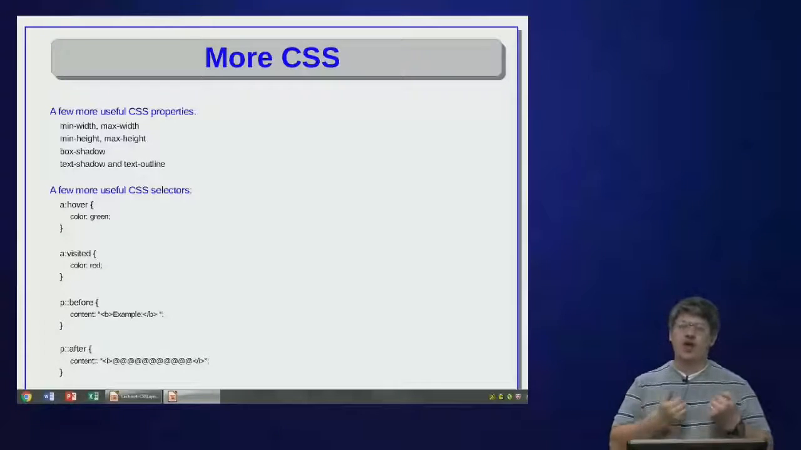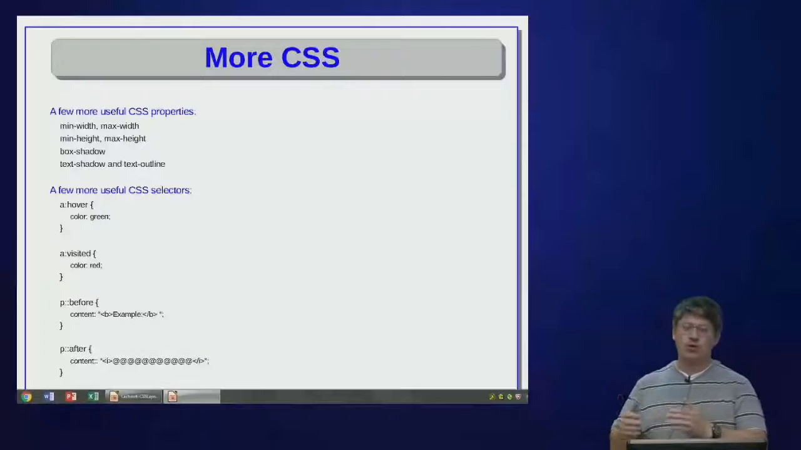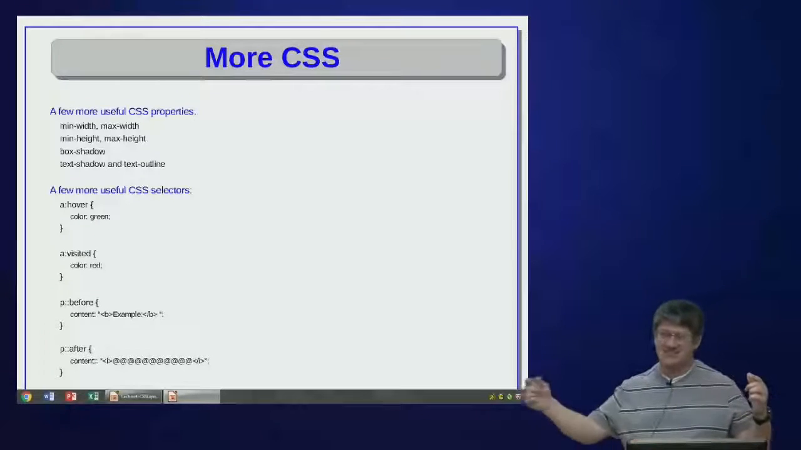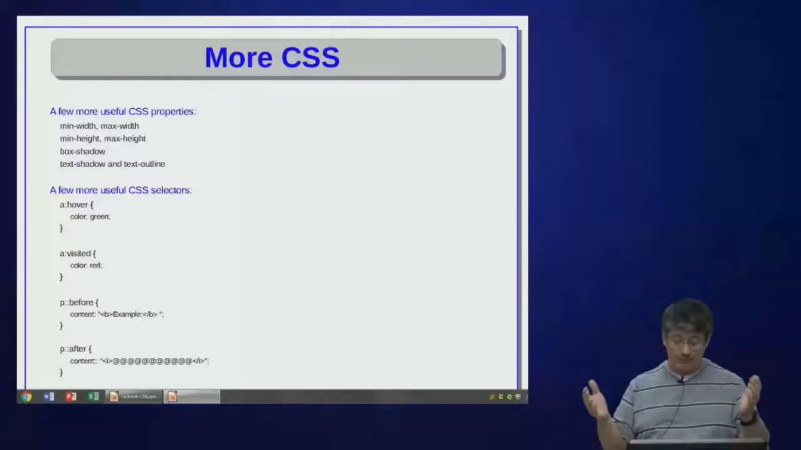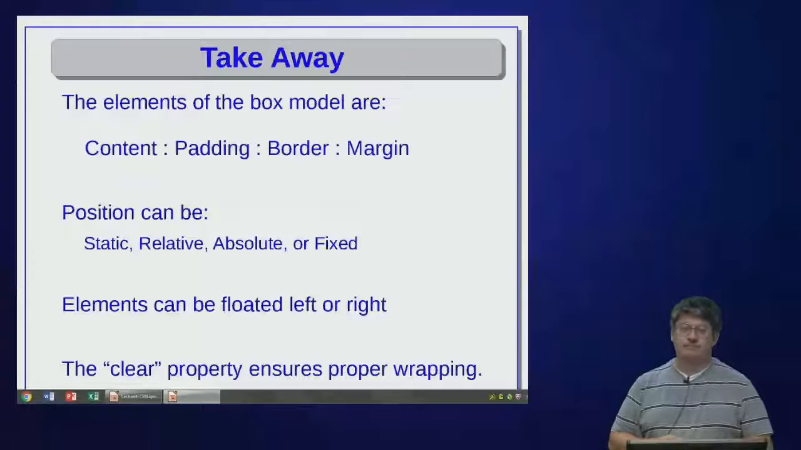Well, you can do that with the content property. You can say, before every paragraph, insert this content. So for example, I can insert the word example: in bold before every paragraph with P:before. And similarly, I can insert a bunch of italicized @ signs. I don't know why I would want to do that, but I can with P:after. So these are important properties to know, important selectors to know. Feel free to use them in your lab.